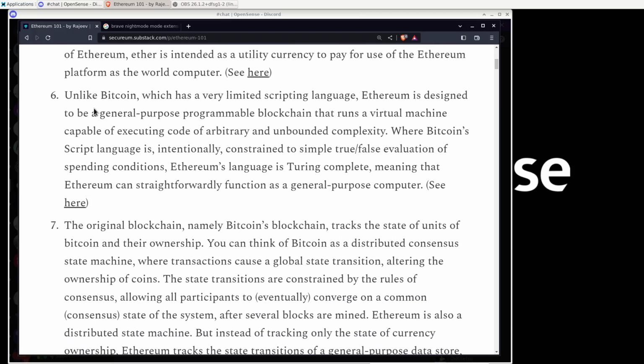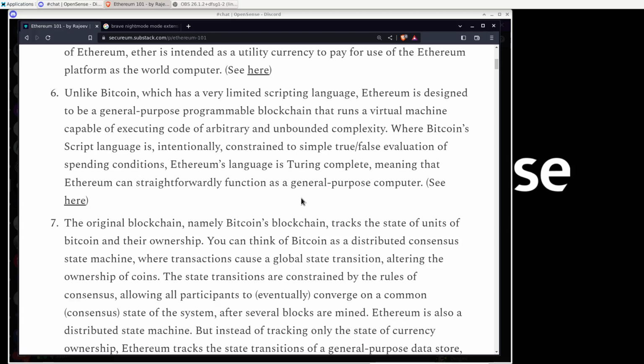Unlike Bitcoin, which has a very limited scripting language, Ethereum is designed to be a general purpose programmable blockchain that runs a virtual machine capable of executing code of arbitrary and unbounded complexity. Where Bitcoin's scripting language is intentionally constrained to the simple true-false evaluation of spending conditions, Ethereum's language is Turing complete, meaning that Ethereum can straightforwardly function as a general purpose computer.